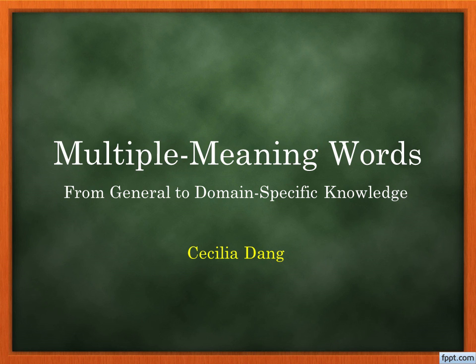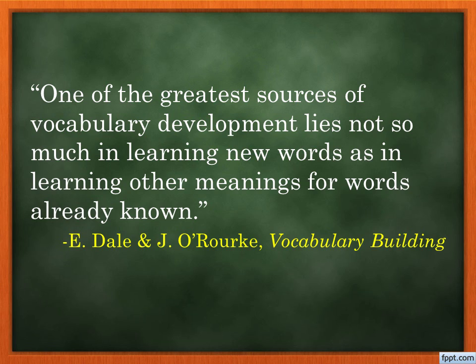Alright, so we're going to talk about multiple meaning words. That means from general to domain-specific knowledge. And we're going to go ahead and review examples in multiple subject areas, and then I'll focus in on social science. So this is the quote at the beginning of the reading on this strategy. One of the greatest sources of vocabulary development lies not so much in learning new words as in learning other meanings for words already known. Basically, building upon your prior knowledge to further develop a richer vocabulary.